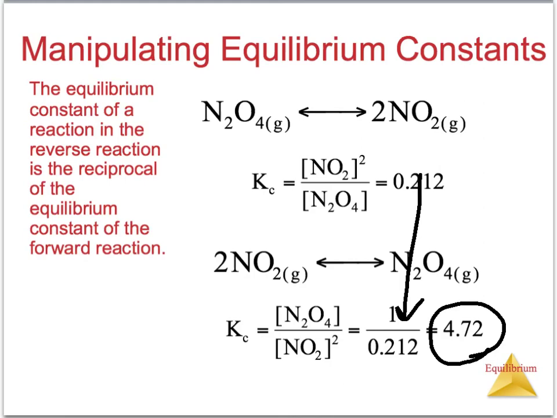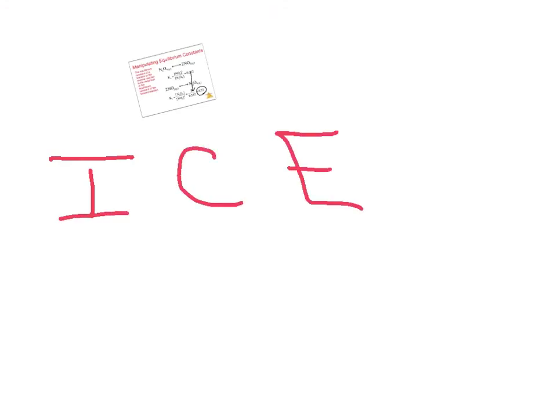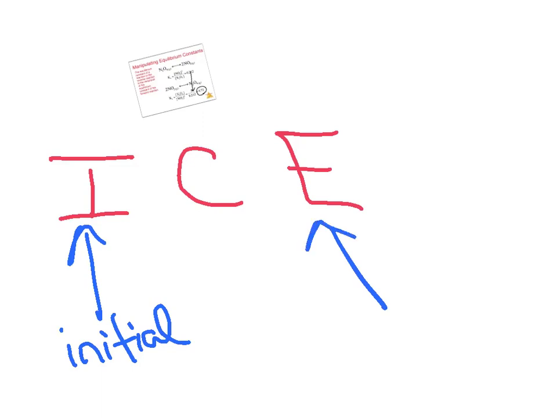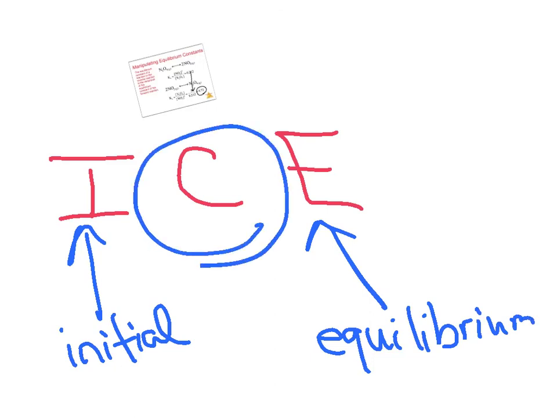So that's the lesson for today. Tomorrow we're going to talk about ICE tables, and it's a way of calculating different amounts in a reaction that's at equilibrium, or a reaction that is going to equilibrium. So we've already talked about the I, and we've already talked about the E in ICE tables. The I is the initial concentrations, and the E is equilibrium concentrations. So tomorrow morning I'm going to ask you, what do you think that C stands for?